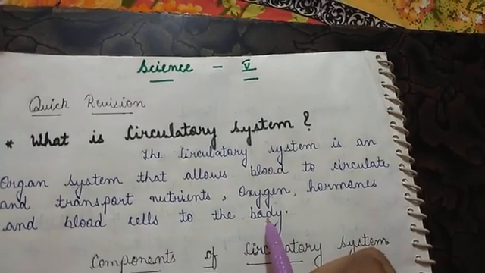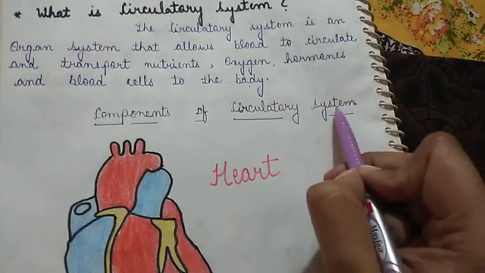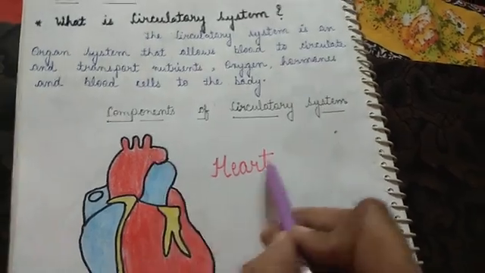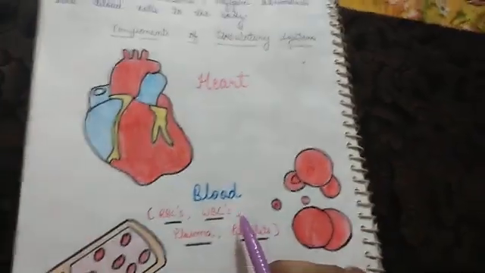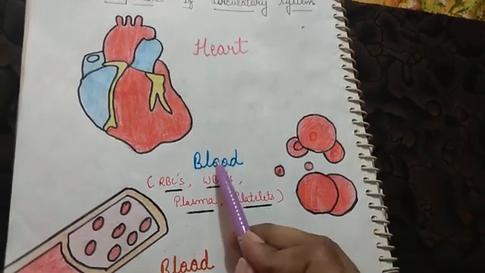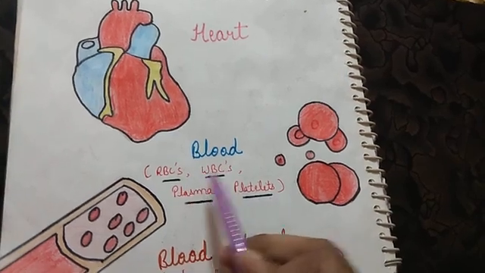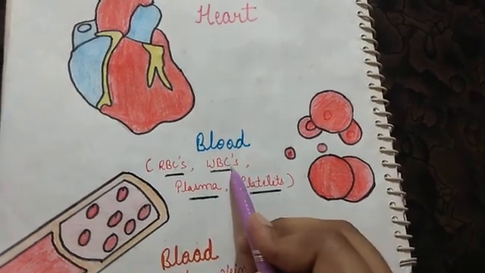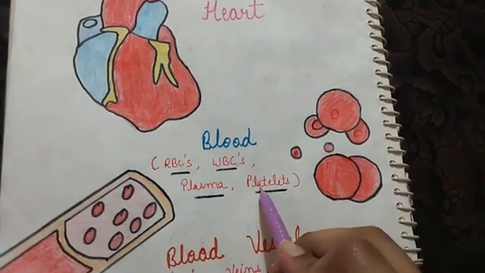Then further what we studied? Further we studied the various components of circulatory system. So the various components of circulatory system are first heart. Here on the left-hand side you can see the structure of heart. The second component is blood. You can see here the structure of blood, and this blood is further divided in four components or four parts, that are RBCs, which stands for red blood cells, WBCs, which stands for white blood cells, plasma and platelets.